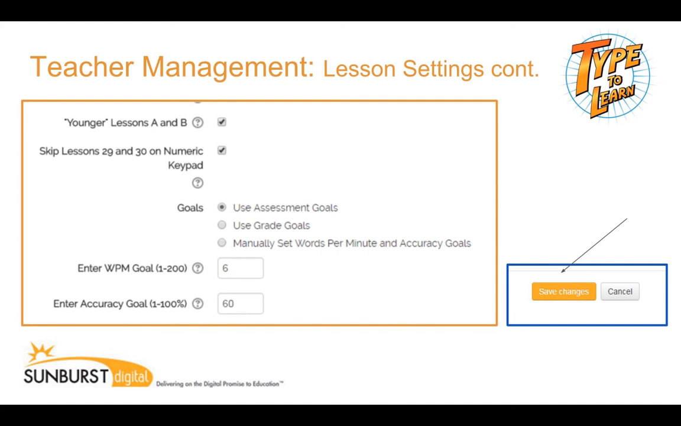Grade goals are levels. K through second is 6 words per minute and 60% accuracy. Grades third through sixth grade are 15 words per minute and 85% accuracy. And 7th through 12th grade is 20 words per minute and 90% accuracy.